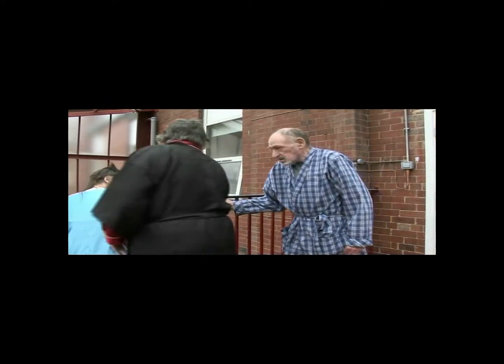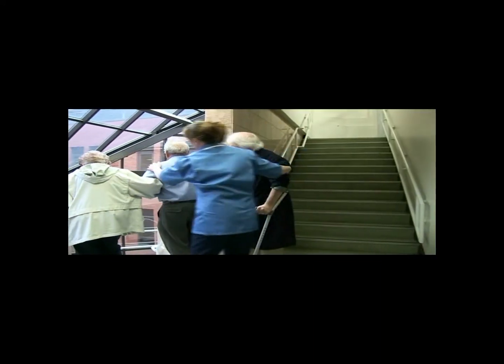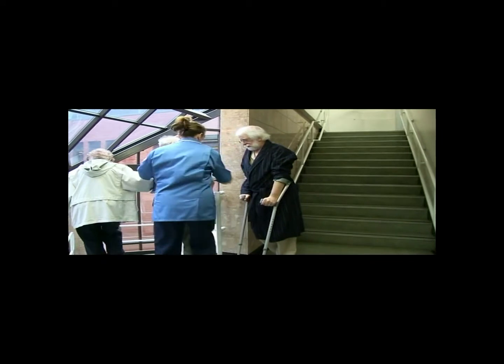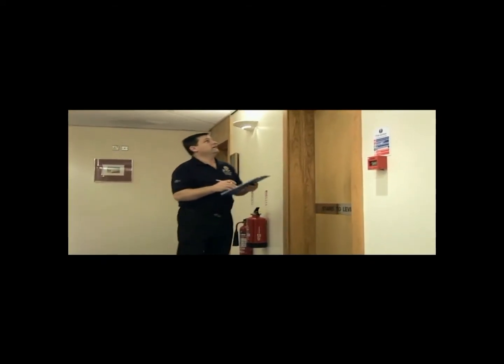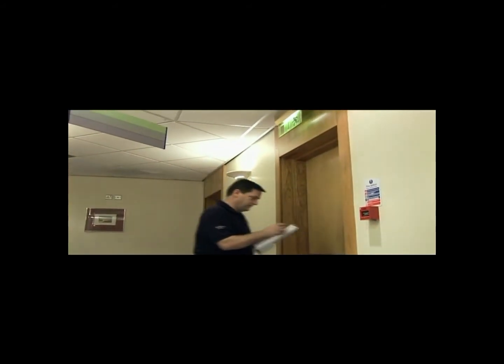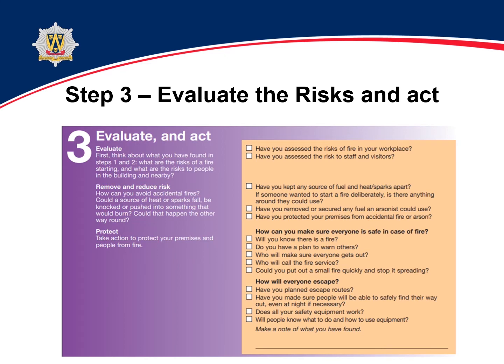Members of the public, guests or visitors who will be unfamiliar with your premises must be included. This is especially important when assessing sleeping accommodation, such as hotels or halls of residence. So it's important there just to think about the people who come into your premises, what they do, where they work, etc. Okay, so we're going to move on to step 3 now.